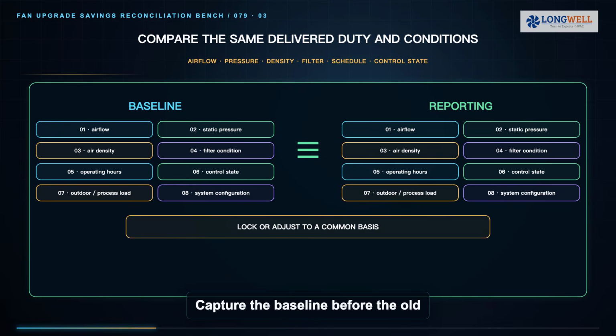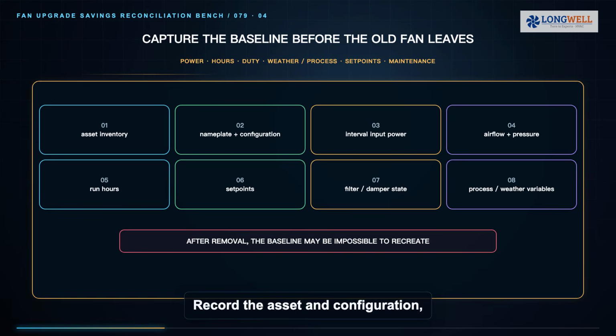Capture the baseline before the old fan leaves. Record the asset and configuration, interval input power, airflow, pressure, run hours, set points, filter and damper state, maintenance condition, weather and process variables. The measurement period must represent the operating range. After removal, a missing baseline may be impossible to recreate credibly.